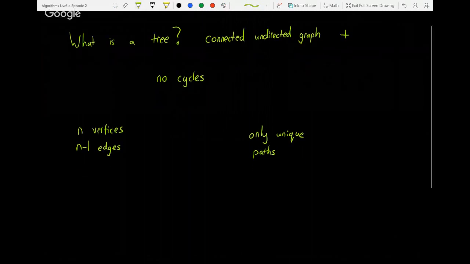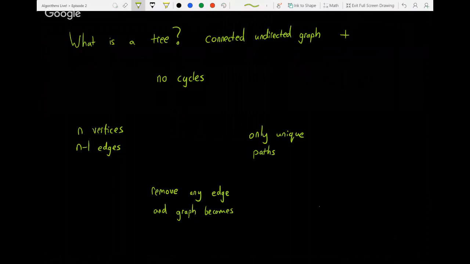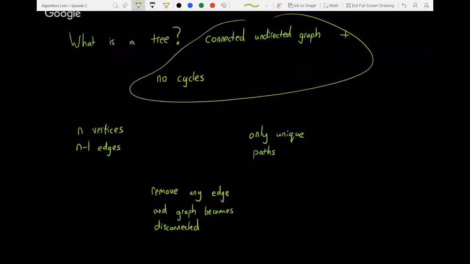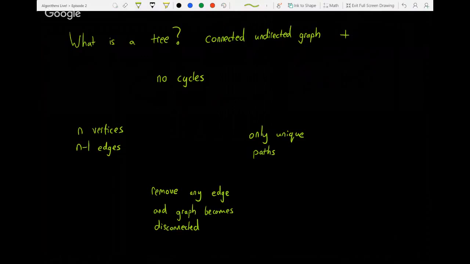And the last one that's quite popular is remove any edge, and the graph becomes disconnected. So in other words, it's fragile. That's another way we could say this. And what's interesting is the most common one is just put these two together. That's your definition. When you're building something in mathematics, you usually just define things once. And these are all other equivalent definitions, so you can prove them equivalent.